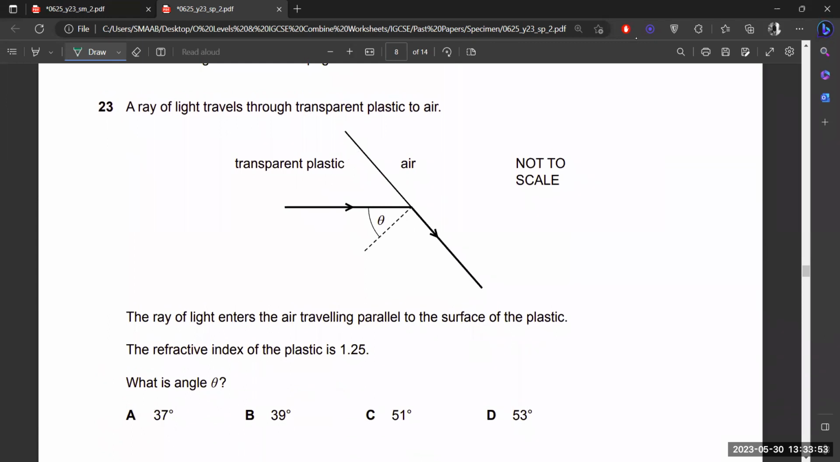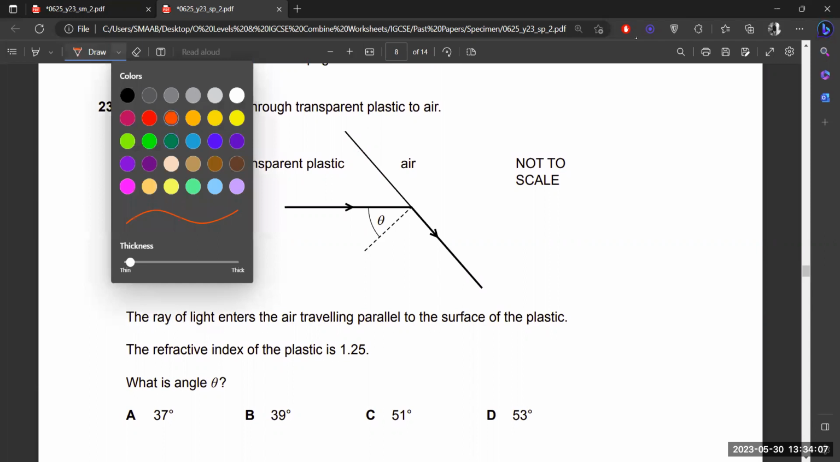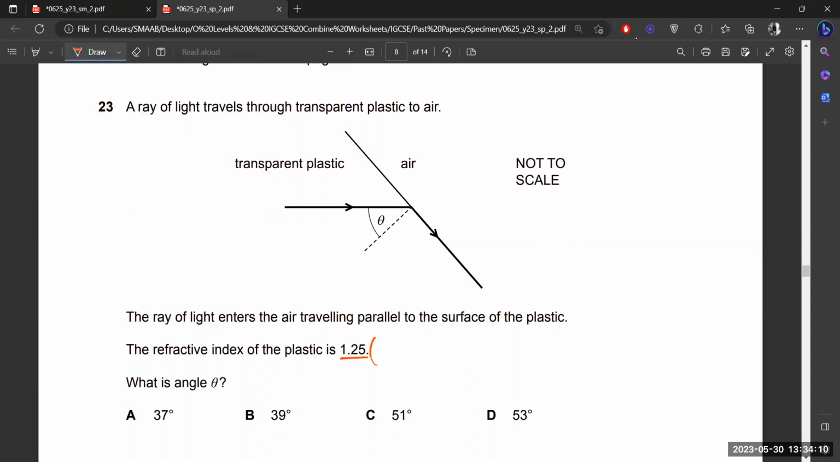Question 23, a ray of light travels through transparent plastic to air. The ray of light enters the air traveling parallel to the surface of the plastic. The refractive index of the plastic is 1.5. What is angle theta? First of all, the refractive index, the value of n, is mentioned over here. And we know that light is passing from a dense to a rare medium, because plastic is a dense medium and air is a rare medium, so we know the concept that this will be a case of total internal reflection.